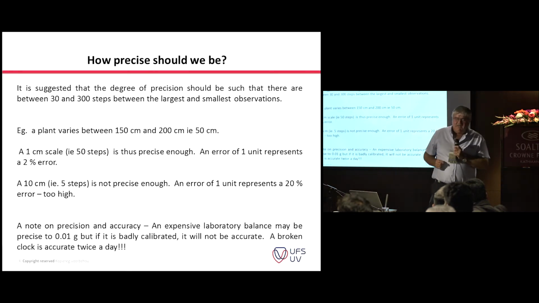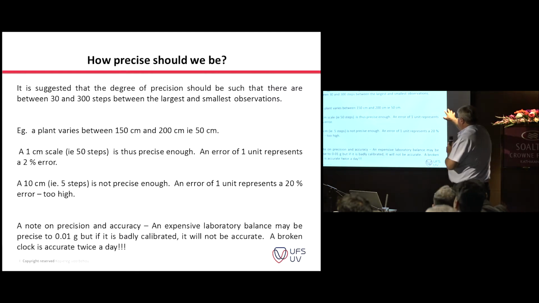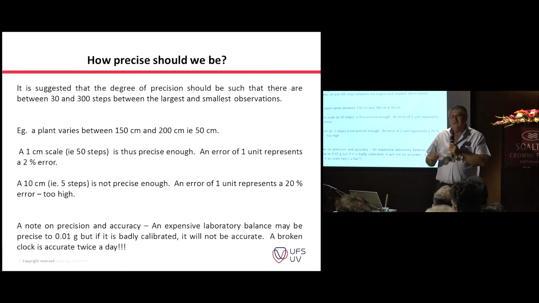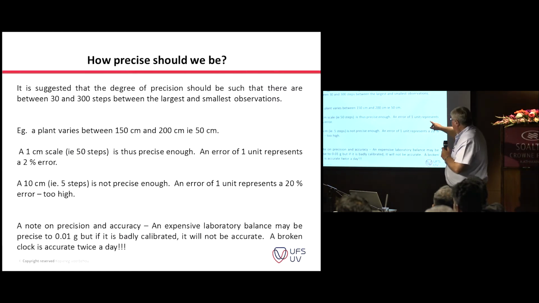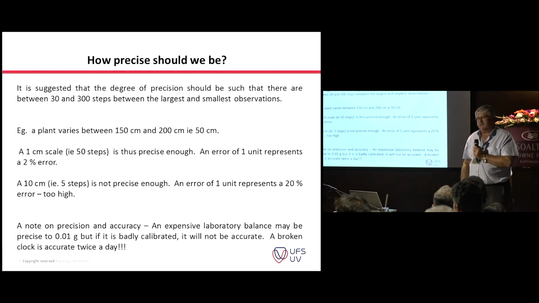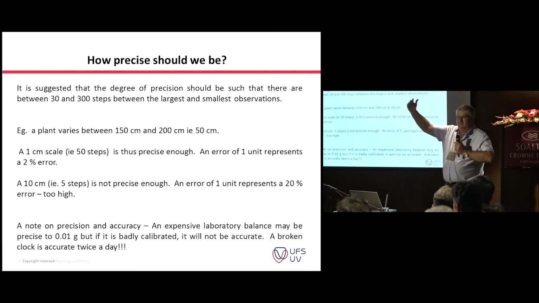Now, what does this mean in practice? I'm going to go and measure plant heights. And the plant heights vary between 150 and 200 centimeters. Generally, I want to divide that range into anything between 30 and 300 steps. So the plant varies from 150 to 200 centimeters. In other words, the range is 50 centimeters.